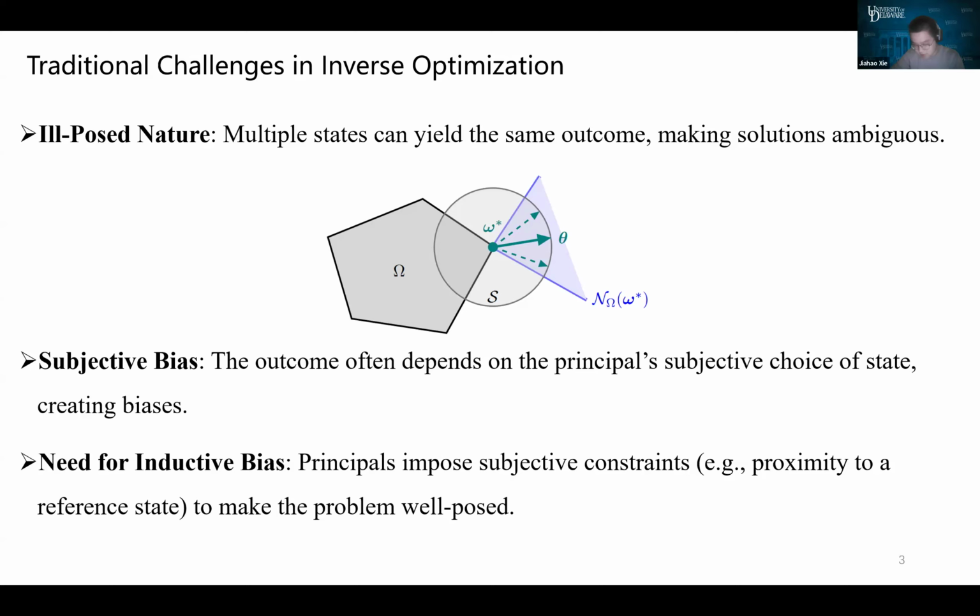Since inverse optimization is ill-posed, principals often impose additional constraints to make the problem solvable. They might, for instance, prefer solutions close to a certain reference point. This makes the solution mathematically well-posed, meaning it's easier to solve, but at the same time, it adds more subjective elements to the process.